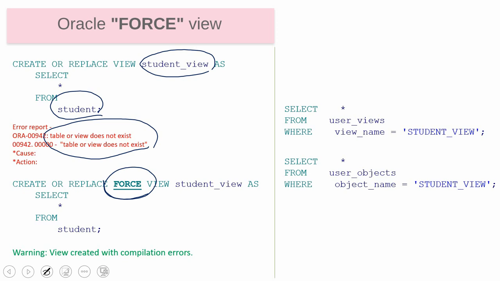This is actually a very useful functionality because typically in a real-time deployment, we don't have to bother whether all the underlying objects are created or not. We just go and create the force view because the underlying objects may get created later also. So you don't have to bother about the dependent objects creation. In that case, the force view will be very helpful. Let me just quickly show you the demo for force view.